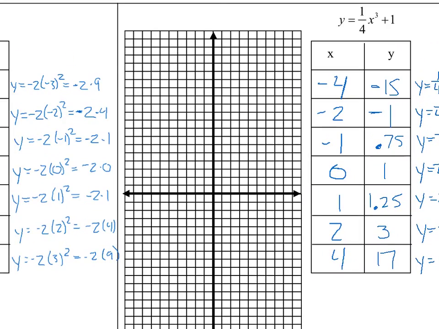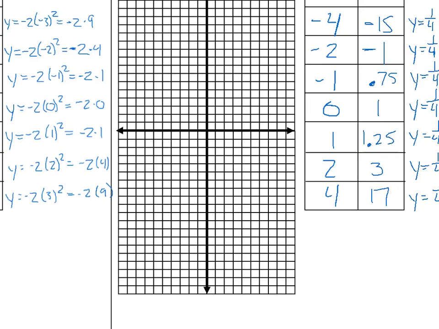Now we're going to go ahead and graph these points, starting with -4, -15. That's over -4 and down to -15. So it's way down here. I found it. And the next one is -2, -1. So that makes -2, -1.